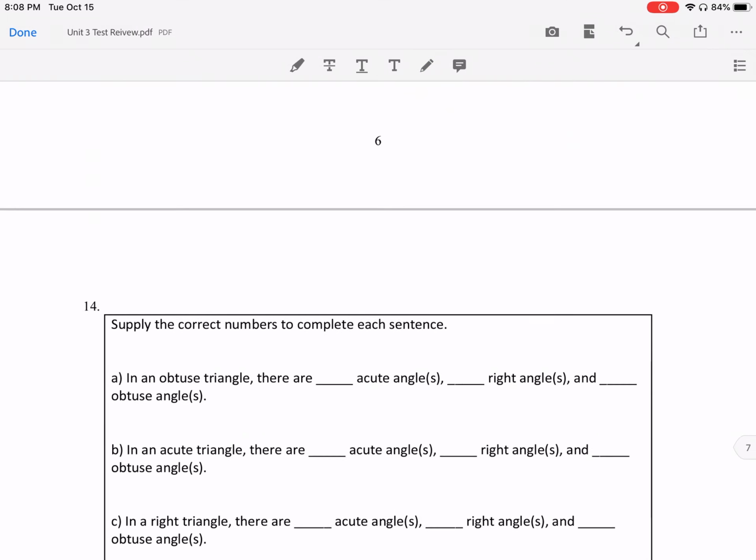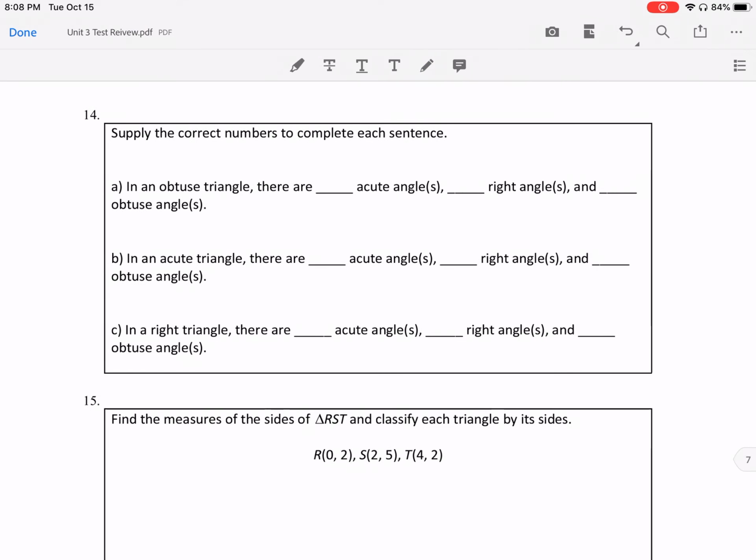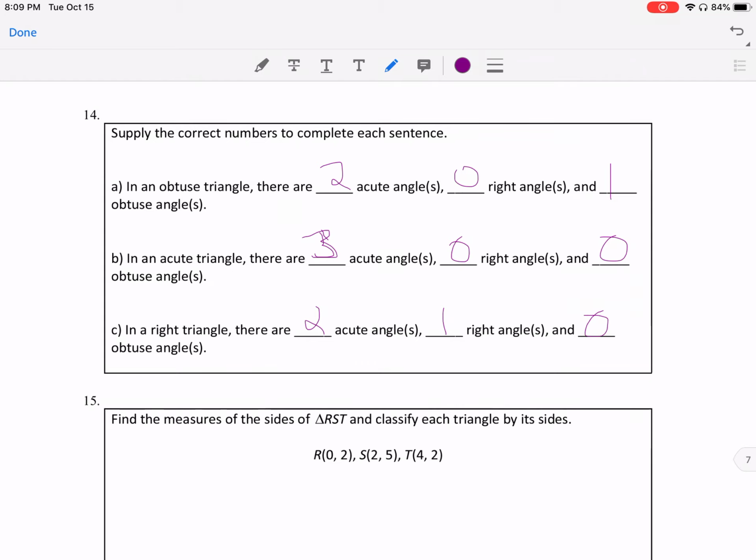Okay, and let's see. Okay, supply the correct numbers to complete each sentence. In an obtuse triangle, there are two acute angles, no right angles, and one obtuse angle. In an acute triangle, there are 3 acute angles, 0 right angles, because otherwise it'd be a right triangle, and 0 obtuse angles. In a right triangle, there should be 2 acute angles, 1 right angle, and 0 obtuse angles.